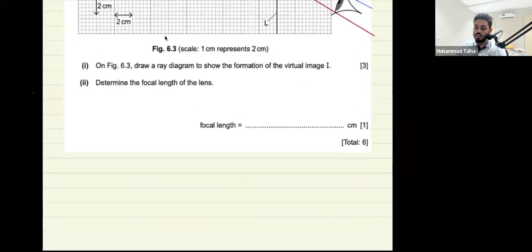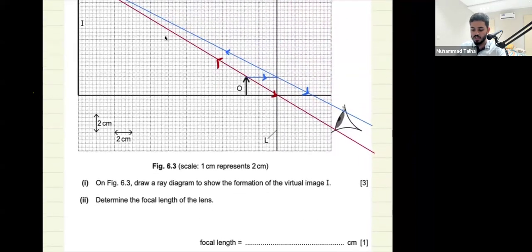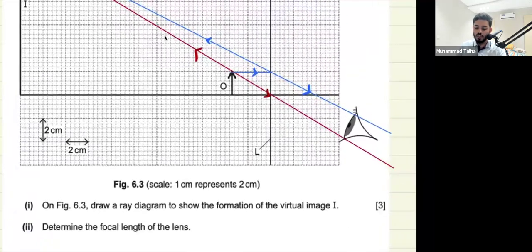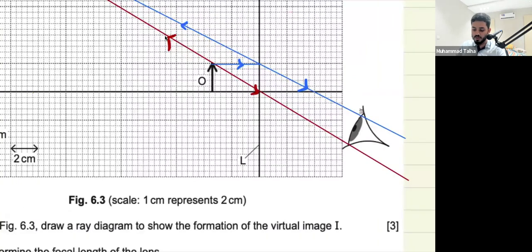But the focal length, I have not marked this here because I'm not sure that my answer would be exactly accurate because of the scale of the drawing. But this is what it is. Small f, focal length. This is it. All right, Saad?